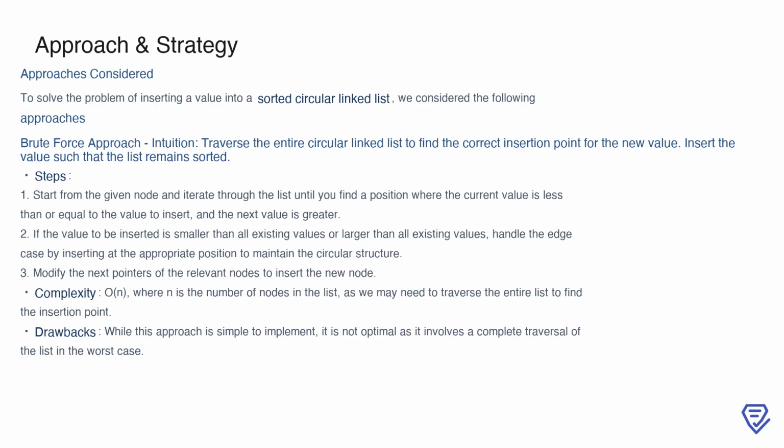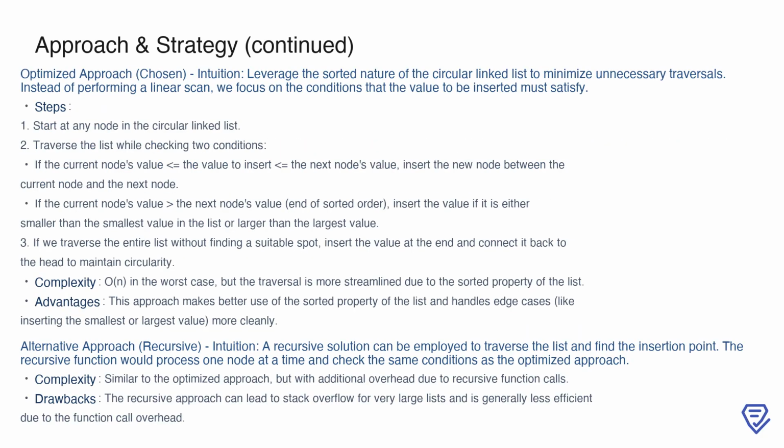Additionally, edge cases must be addressed, such as when the new value is smaller than all existing values or larger than all existing values. In these scenarios, the value is inserted at the appropriate position to preserve the circular structure. Although this approach is simple to implement, its complexity is O(n), since you may need to traverse the entire list in the worst case. This makes it less efficient, especially for larger lists, and is therefore not ideal for this problem. Next, we have the optimized approach, which is the method we ultimately chose. This approach leverages the sorted property of the list to reduce unnecessary traversals.